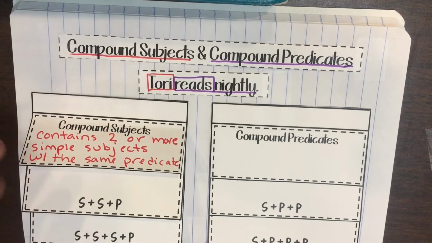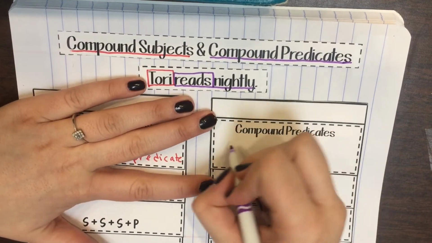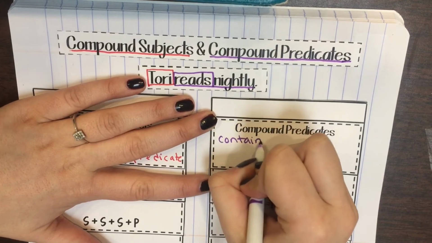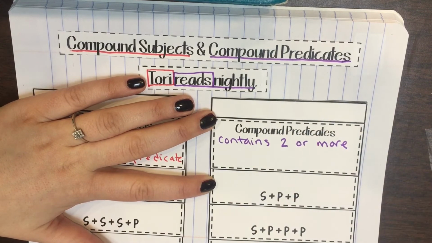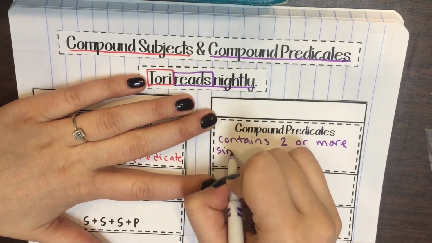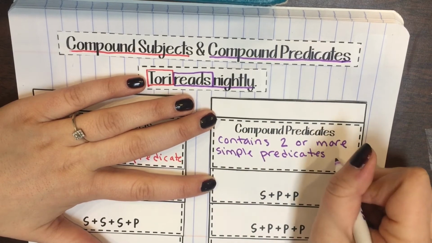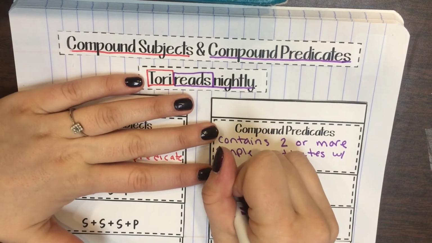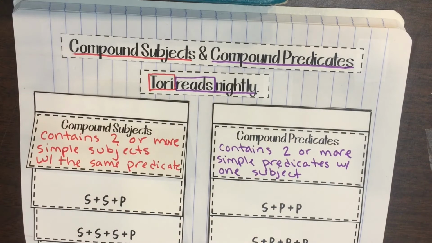Now we need to do the same thing for our compound predicates. Just like a compound subject has 2 or more simple subjects, a compound predicate just has 2 or more simple predicates, but again, 1 subject. So contains 2 or more simple predicates with 1 subject. So in these examples, we are not going to give Tori new friends.